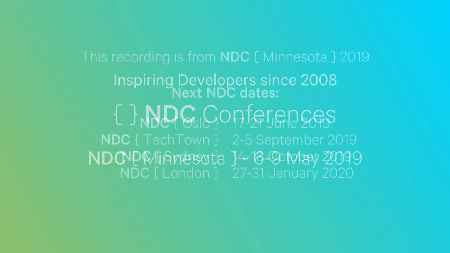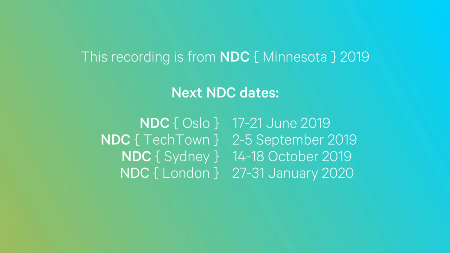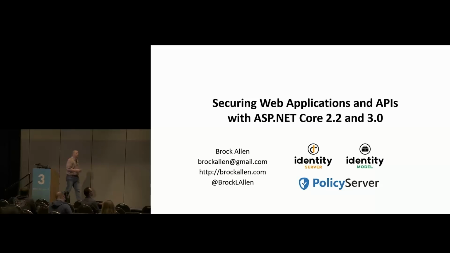Cool. So welcome. Thanks for coming to my session on securing web apps and APIs for ASP.NET Core 2.2 and 3.0. My name is Brock Allen. I call myself an application security architect, I guess. I do consulting for a company called Alliance, and I basically help my customers with their identity and access control.